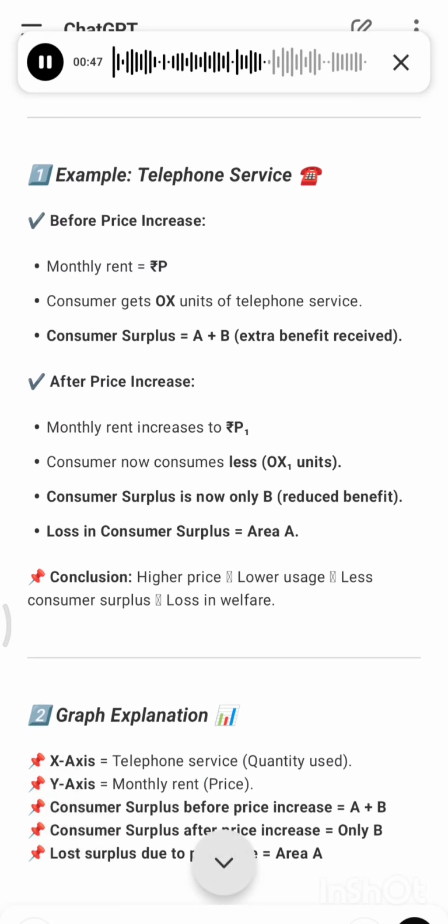Graph explanation. X-axis: telephone service quantity used. Y-axis: monthly rent, the price. Consumer surplus before the price increase is A plus B. Consumer surplus after the price increase equals only B. The lost surplus due to the price hike is area A.